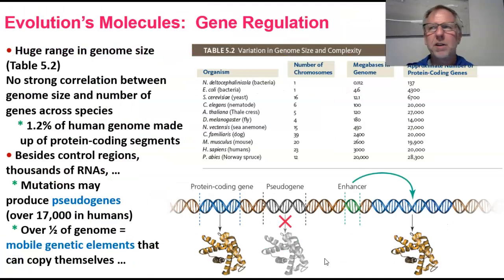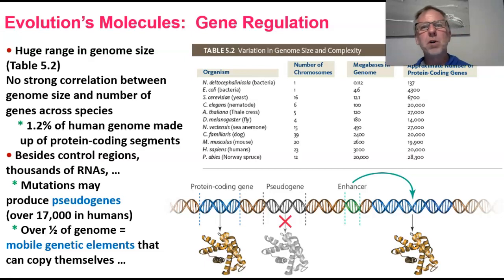You can see we're still on the topic of gene regulation, hugely important topic. First thing that's pointed out here on this slide is how there's a huge range in genome size. So this is table 5.2 in our chapter, variation in genome size and complexity. So there's a number of different organisms listed here. You can see starting on the top, a couple bacteria, then yeast, nematode, thale cress, which is a plant, fly, sea anemone. So good thing you've taken Bio 182. You have some familiarity with this diversity of life.